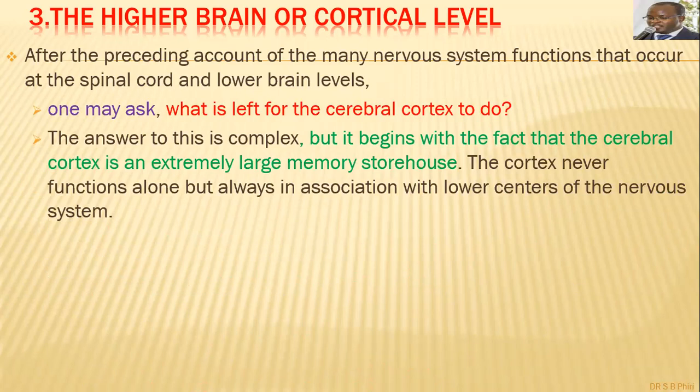The answer is really complex, but it begins with the fact that the cerebral cortex is an extremely large memory storehouse. The cortex never functions alone, but always in association with the lower centers of the nervous system. Inasmuch as the subcortical level and the spinal cord can control much of what takes place within the body, they still need regulation. That regulation comes from the cortex, which stores memory about how things should work. So they work in collaboration.